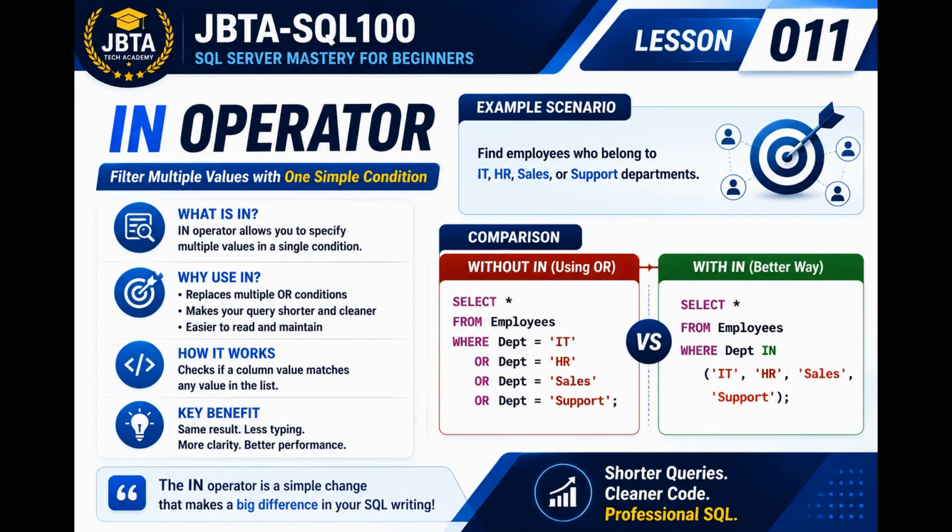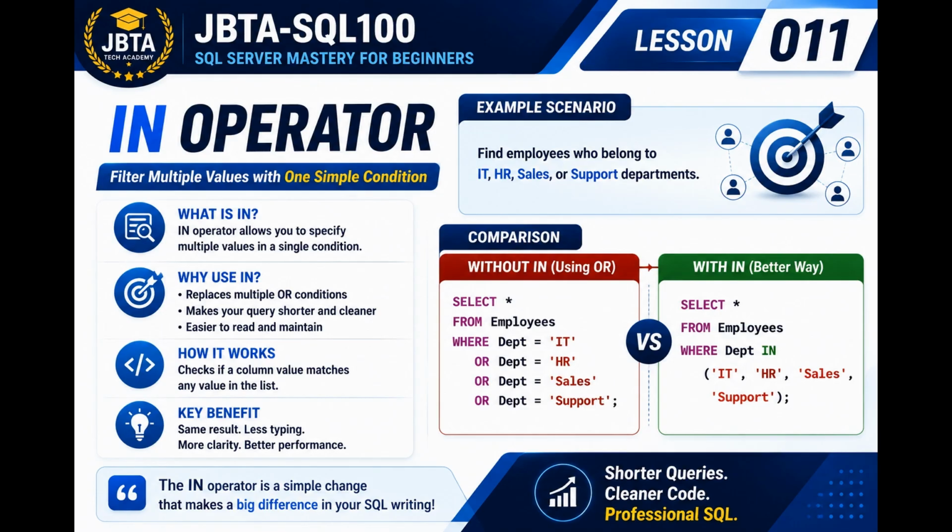Let's take a simple example. Suppose your manager asks you to find employees who work in the IT department, the HR department, the sales department, or the support department. One solution is to write multiple OR conditions. That approach works, but it requires more typing and makes the query longer. The in operator provides a much cleaner solution. We simply write the column name once and provide the list of values inside parentheses.